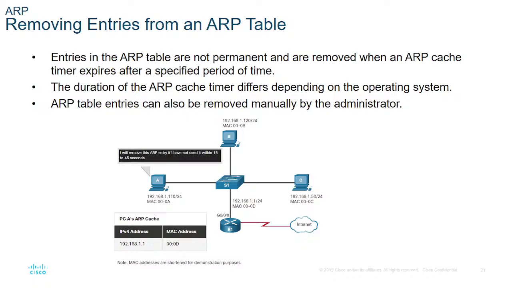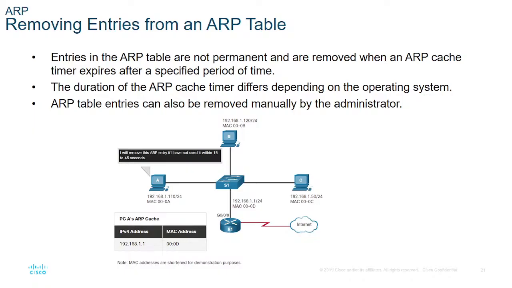So normally your PC will maintain something called an ARP table, and it will contain all the MAC addresses and IP addresses of the devices that your system has been communicating with. In case the system needs to communicate with them in the future, it looks at its ARP table so that it can find out the MAC addresses of commonly communicated-with systems. Entries in the ARP table are not permanent and can be removed when an ARP cache timer expires, after a specific period of time.